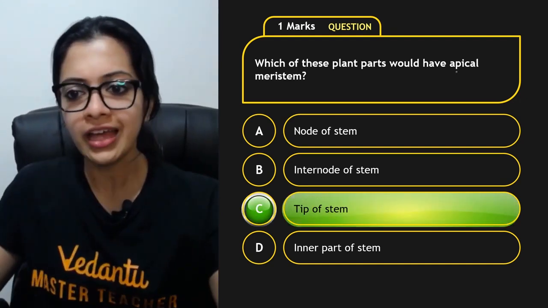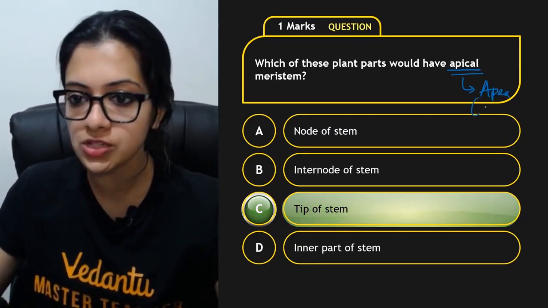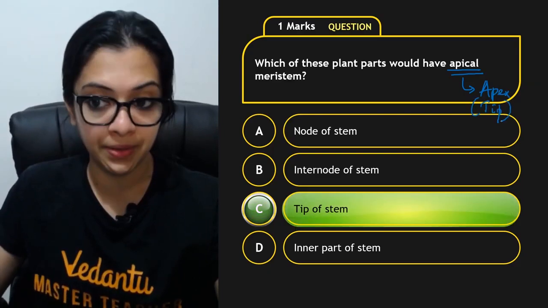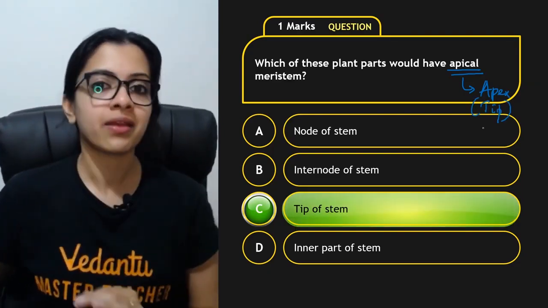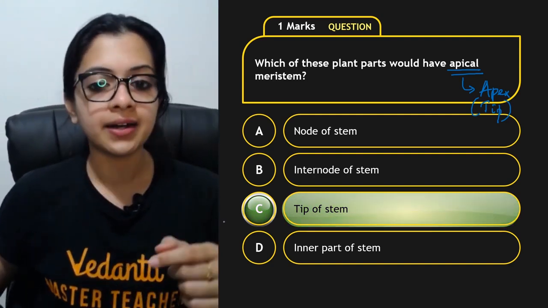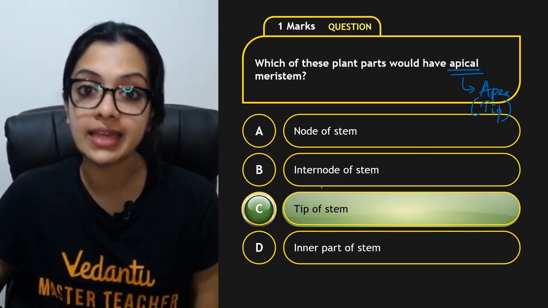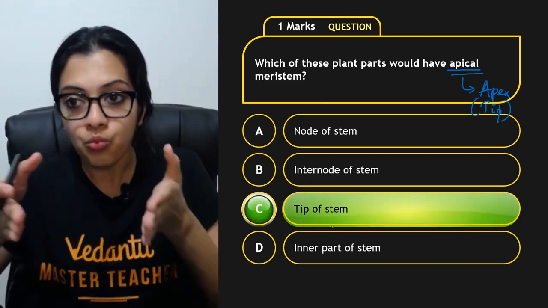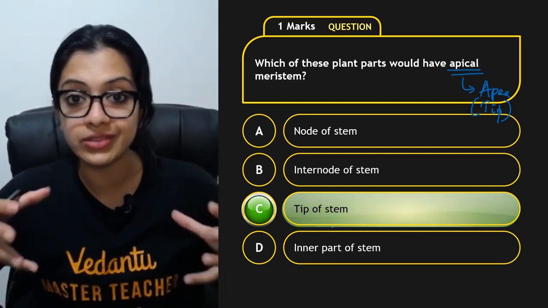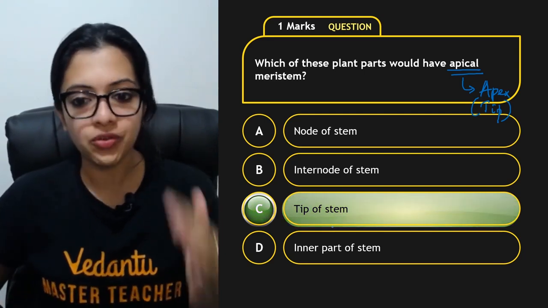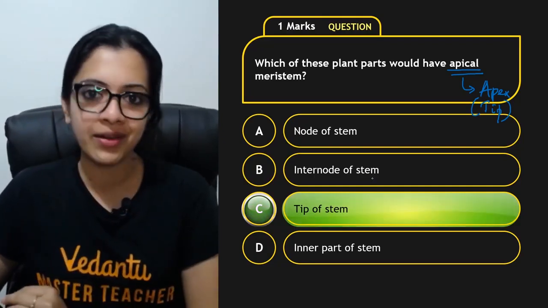Children, always remember the term apical refers to apex. Apex literally means the tip. Growing tips of stems and roots would be where apical meristem would be found. Remember, in the internodes you would find what we call intercalary meristem, and what helps in increasing the girth of the plant body, increasing the girth of the stem, would be lateral meristem. So remember this, tip of the stem or tip of the root would always have apical meristem in it.